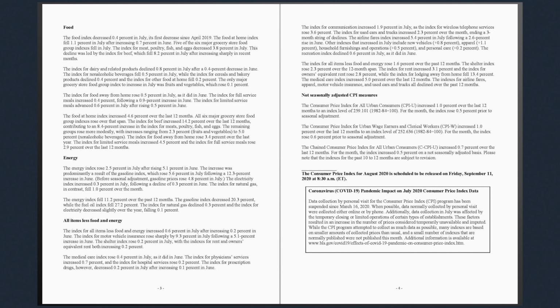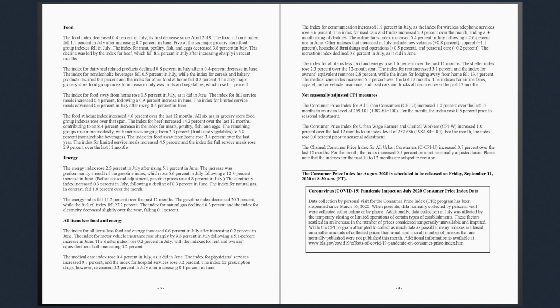The medical care index increased 5.0% over the last 12 months. The indexes for airline fares, apparel, motor vehicle insurance, and used cars and trucks all declined over the past 12 months. Not seasonally adjusted CPI measures.